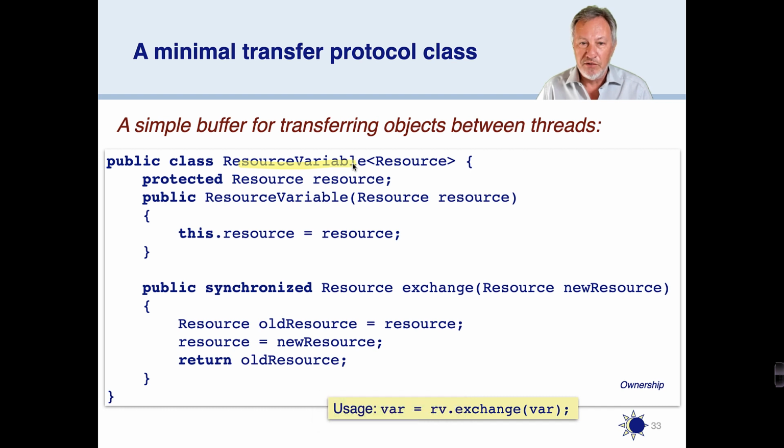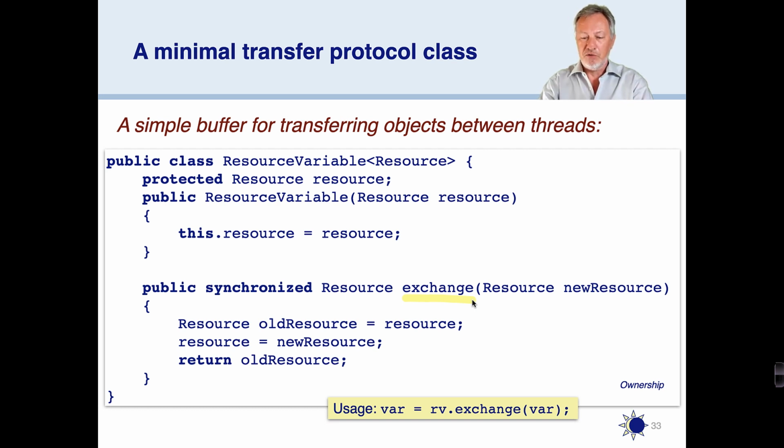So here's a resource variable. It holds a resource of type resource. Here it is. And when I create it initially, the resource is initialized to that value. Now here's the key thing. We might want to exchange it.